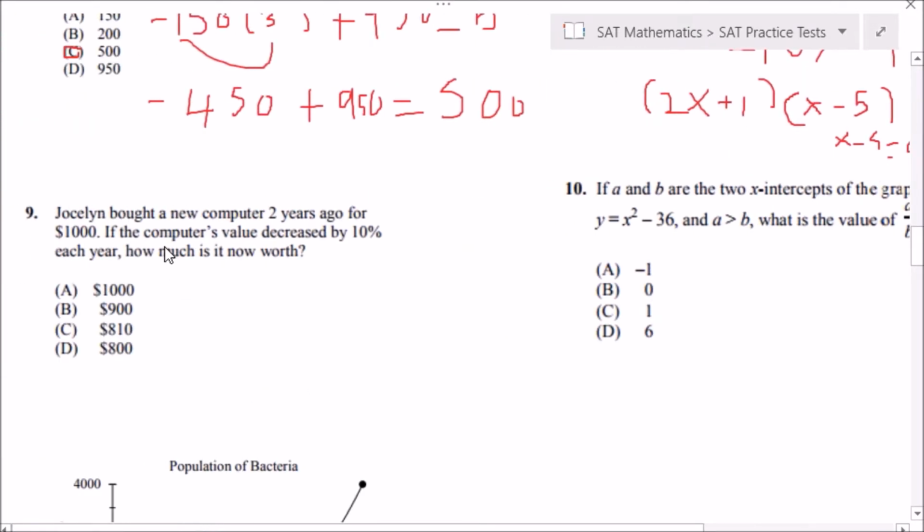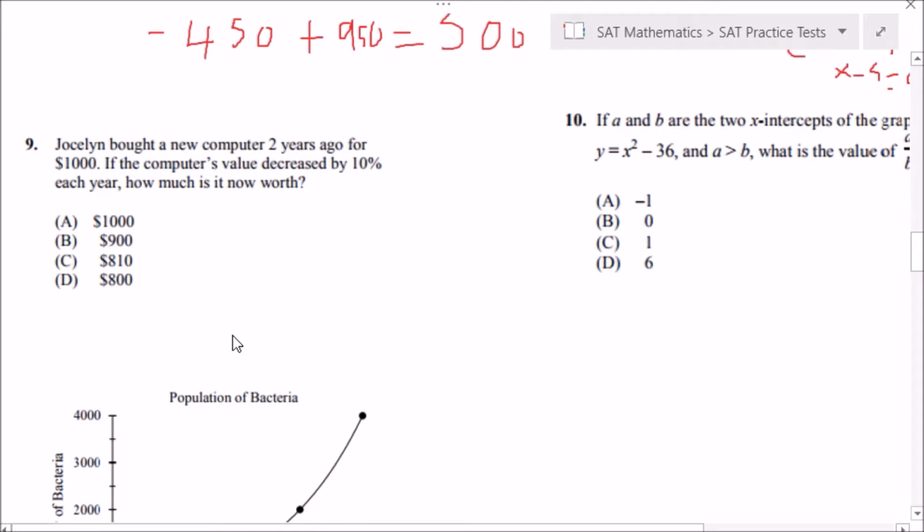Okay, number 9. Jocelyn bought a new computer 2 years ago for $1,000. If the computer's value decreased by 10% each year, how much is it now worth? So let's just multiply by 0.9 because that's the value you'll get when you decrease by 10%. Okay, times 0.9 is equal to 900. So that's the first year, but the question is asking for 2 years ago, so 900 times 0.9 again. That will give us 810.